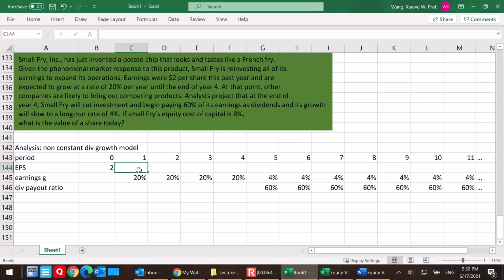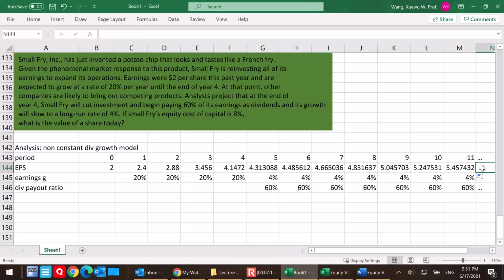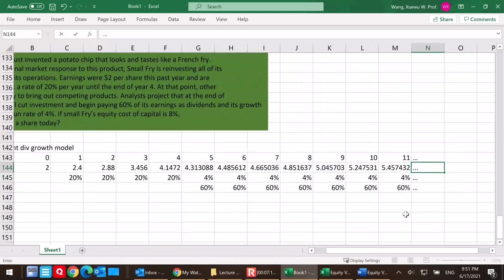So the first thing we need to do is to find out what the earnings are in the future years. All right, so we have a starting earnings per share today, and we have the earnings growth rate in the first year. So that is a 20% growth rate in year 1, and so the earnings per share is going to be $2.4. And now I can copy these across, and I can calculate all the future earnings per share in the timeline I have.